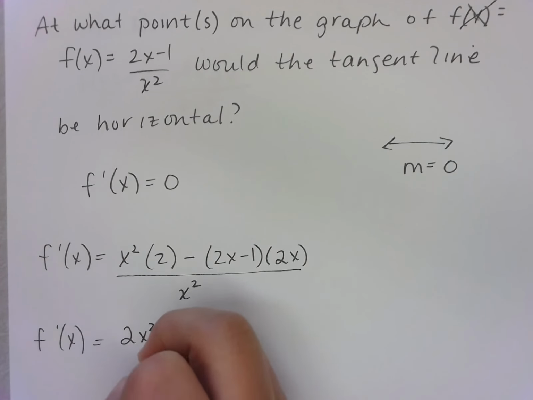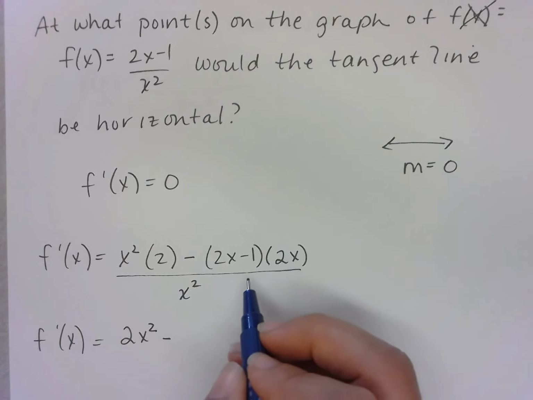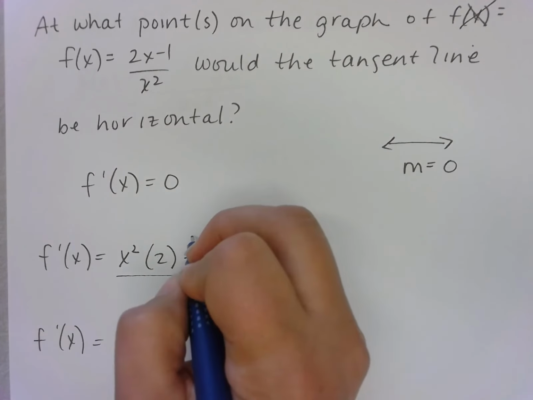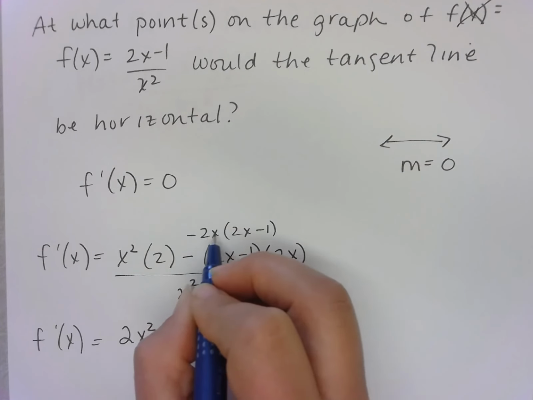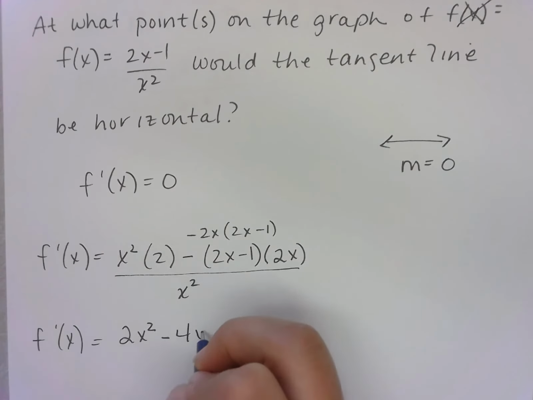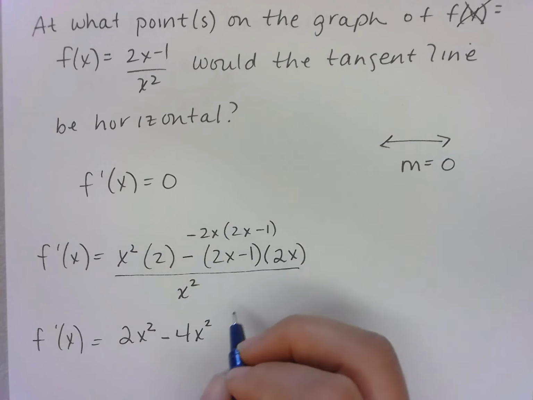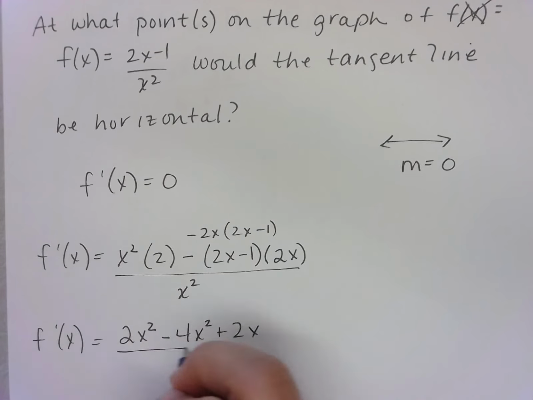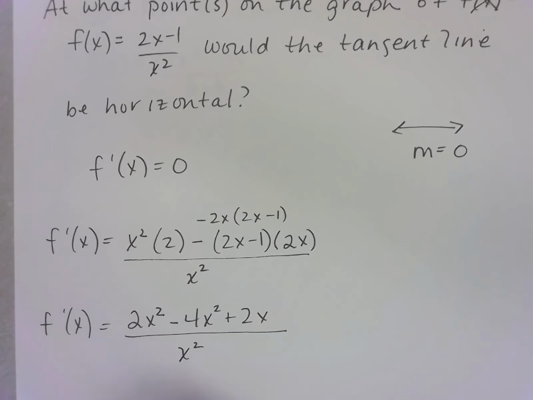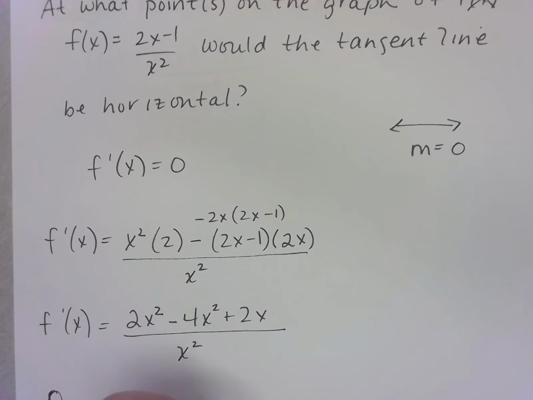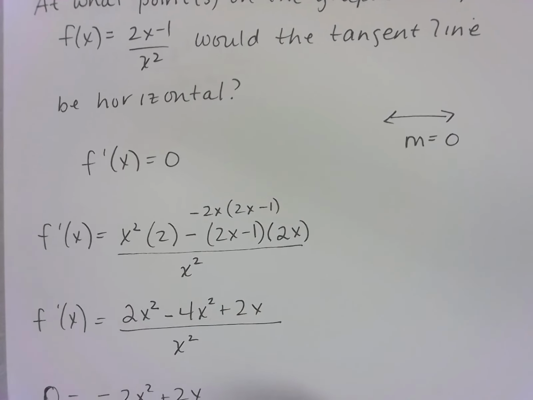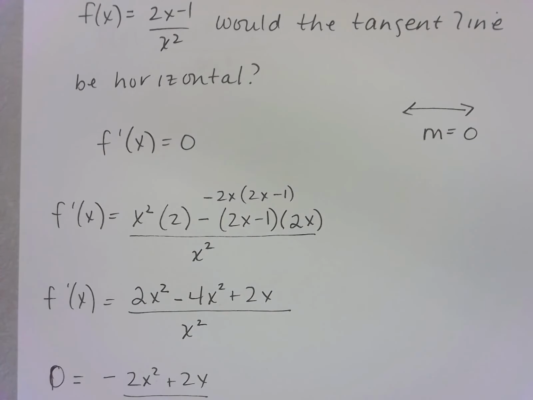So I have 2x squared minus, let's see, I'm going to think of it like this, minus 2x times 2x minus 1, and distribute here. So I have negative 2x times 2x, which gives me negative 4x squared, and then negative 2x times negative 1 gives me plus 2x over x squared. All right? So I'm going to set this equal to 0 in this step, and my last step here, I can simplify these, they're like terms. I have negative 2x squared plus 2x over x squared. All right, so this will be equal to 0, right?